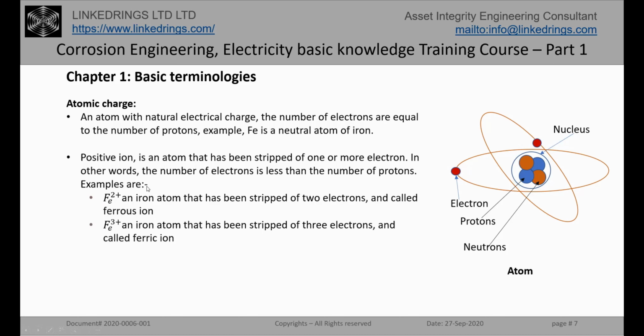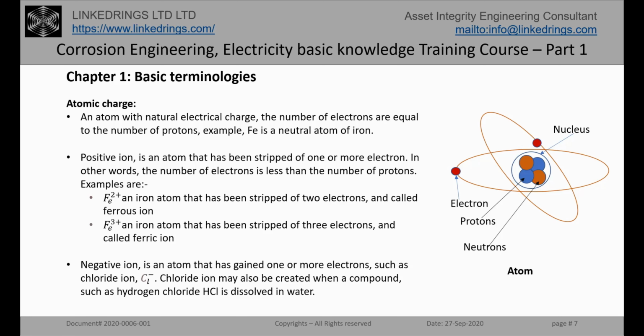Another example is Fe3+, which we call the ferric ion. In this condition, the atom has been stripped of 3 electrons. A negative ion is an atom that has one or more electrons more than the protons, such as chloride, -1. Chloride ions may also be created when a compound such as HCl, hydrogen chloride, is dissolved in water.